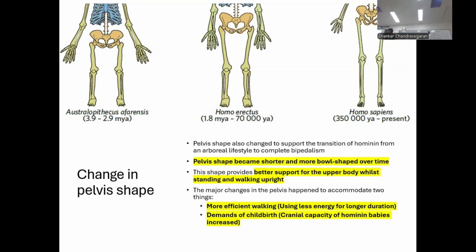And also, this was done as a response to the demands of childbirth. So remember how we said that brain size increase meant that there was more complexity in childbirth. So the pelvis shape also started to change to give better outcomes when it comes to childbirth, where the cranial capacity of hominin babies needed a more bowl-shaped pelvis to allow for better outcomes for childbirth. Any questions?